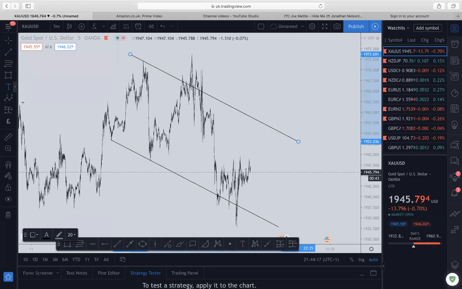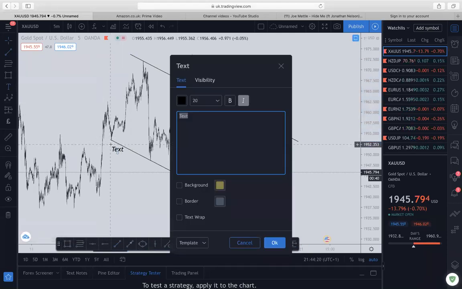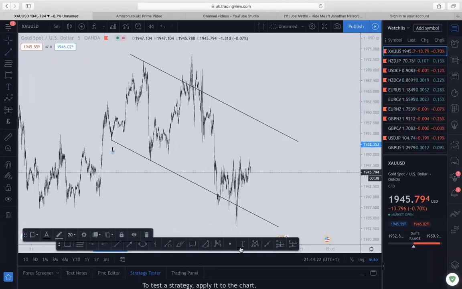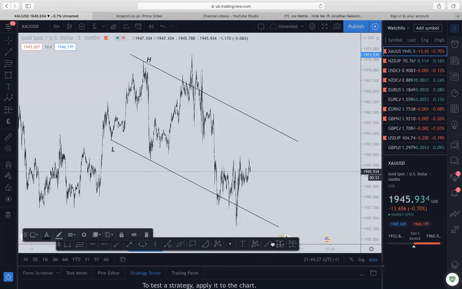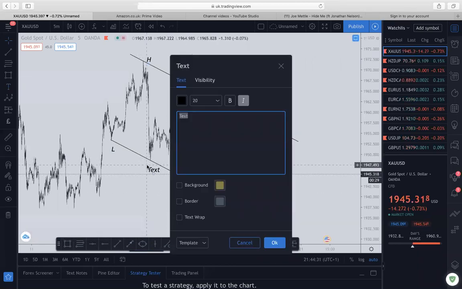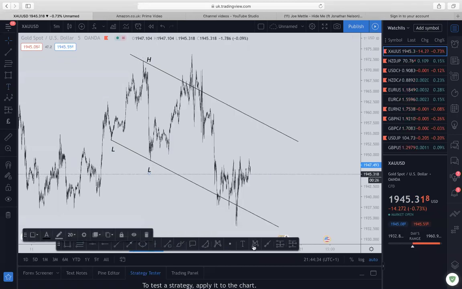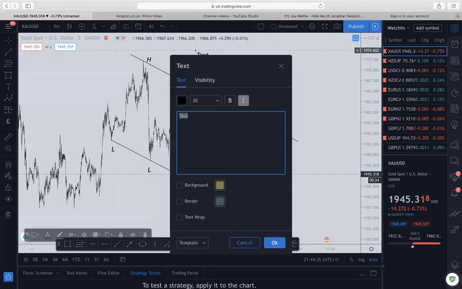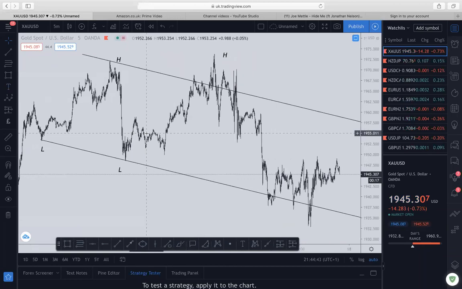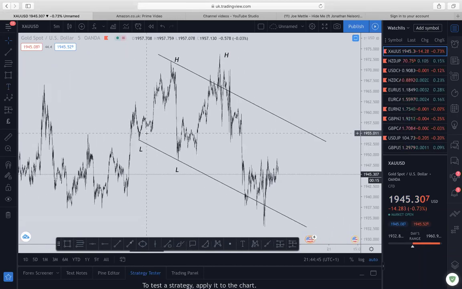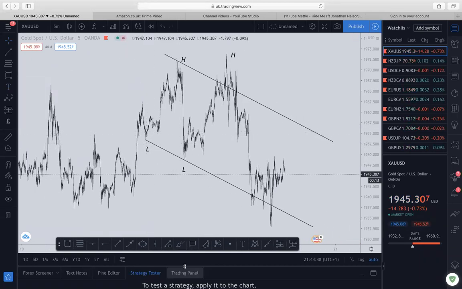The reason is this low created this high. This low created this high. Two different examples, but then let's see exactly where price went with this.